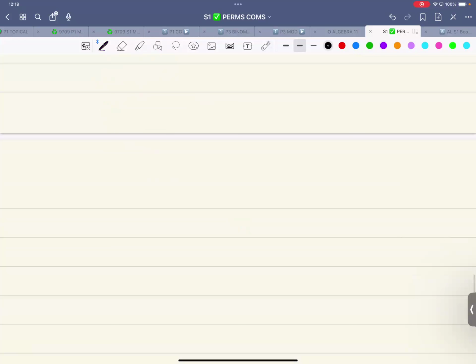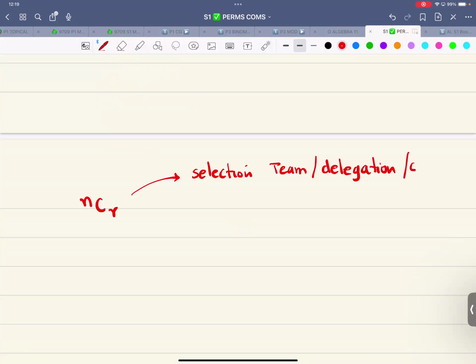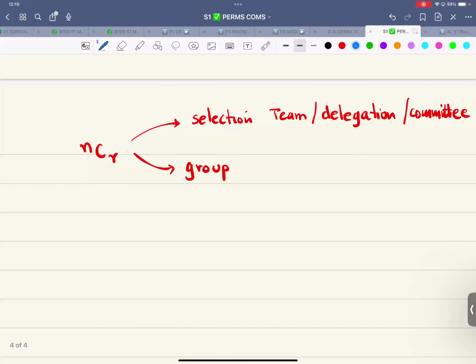Now, when we talk about combination, nCr, we deal with questions related to selection of a team. It could be about a team, a delegation, or a committee. These are the sort of words that you come across. It could also be about forming a group. Let's say 9 people are there and you want to divide them into groups of 2, 3, and 4. That will fall under this category also.